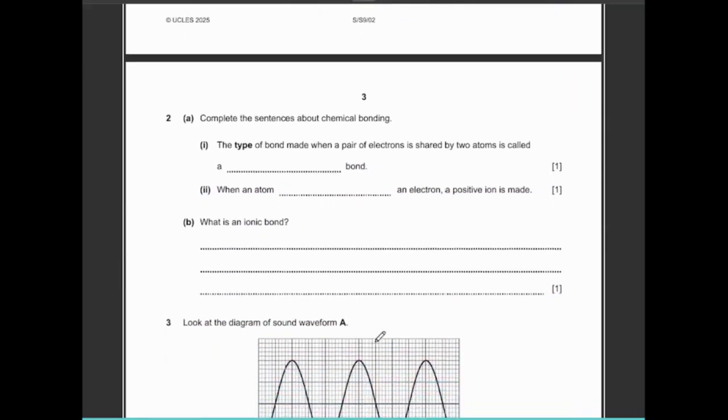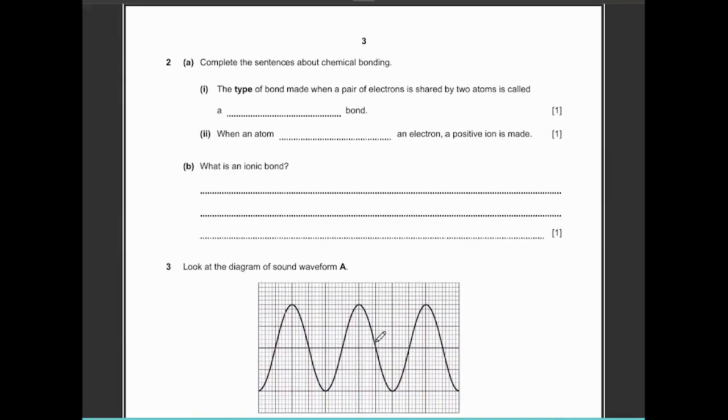Okay, let's move to the next question. Complete the sentence about chemical bonding. The type of bond made when a pair of electrons is shared by 2 atoms is called. When there is a sharing of electrons between 2 atoms, it's a covalent bond.